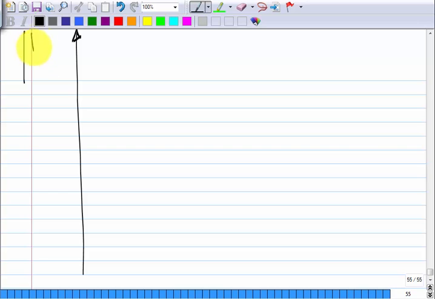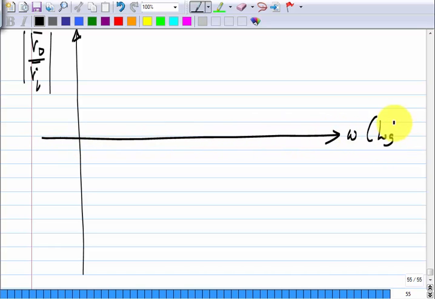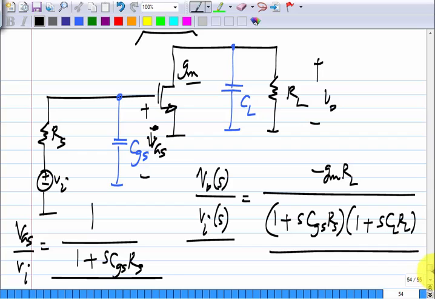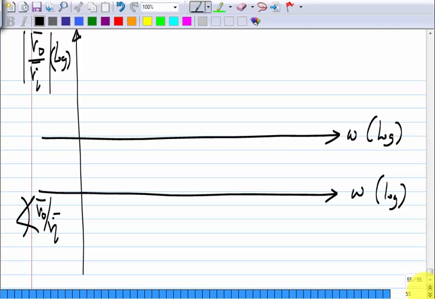Now, I think you know what is coming. Please plot V naught by Vi as a function of omega. That is the Bode plot, magnitude on a log-log scale and the angle on a log-linear scale. Just for illustration, let us imagine that CGS RS is more than CL RL. It does not matter, just do not make them equal so that you can see the distinct parts. Please draw the magnitude and phase plots, or the Bode plot, of this transfer function.